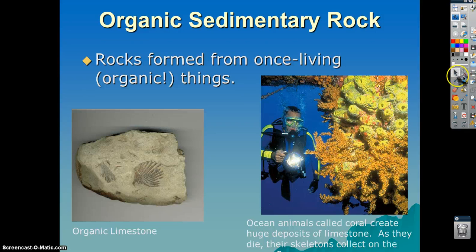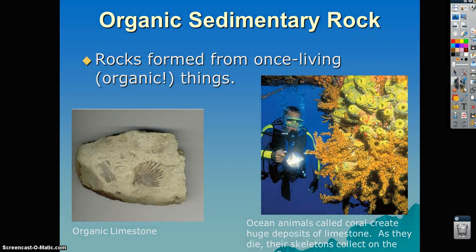Then we have organic sedimentary rock. So these are sedimentary rocks that have once living things in them. If you look at the example that we have here, this is organic limestone, and you can see it's got a shell in there, which is a piece of organic material. There's another shell. So the fact that it's got shells in it, those are from once living things. That's what makes it an organic sedimentary rock.